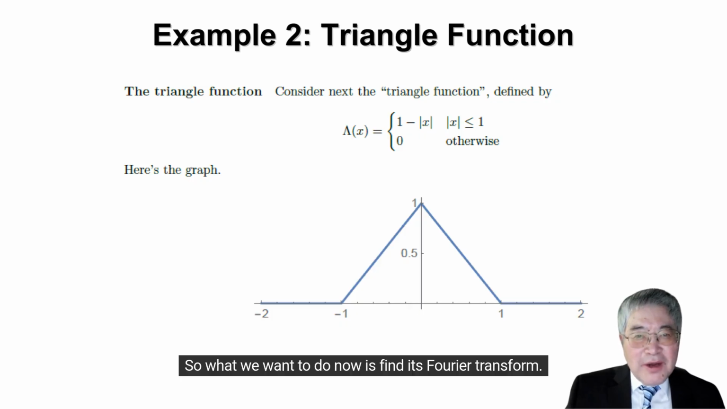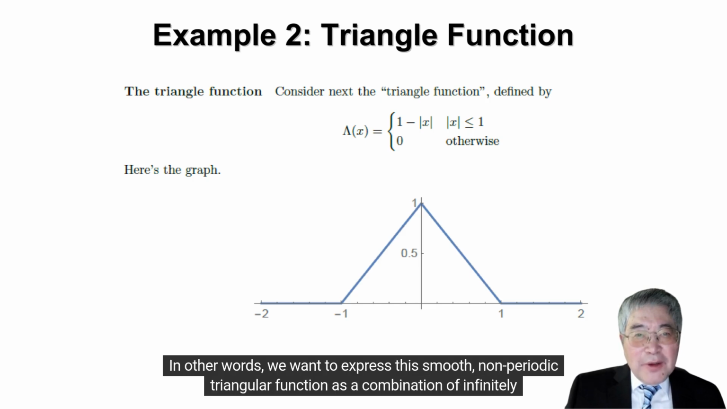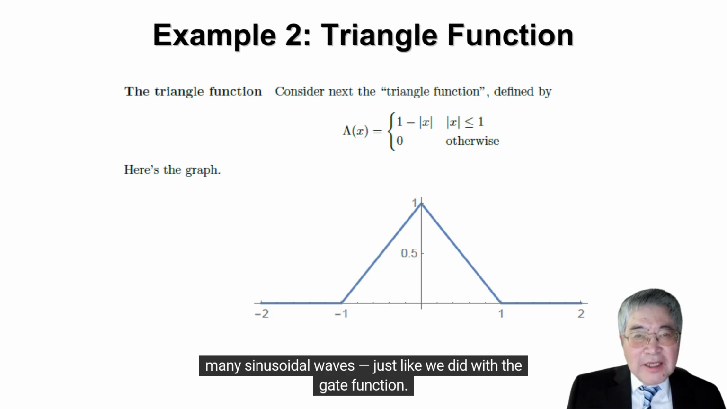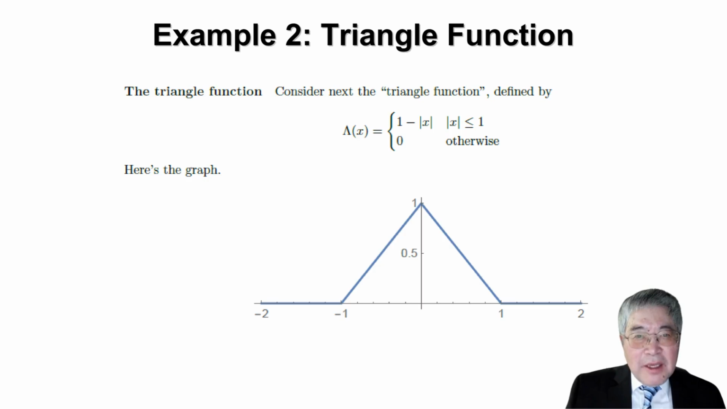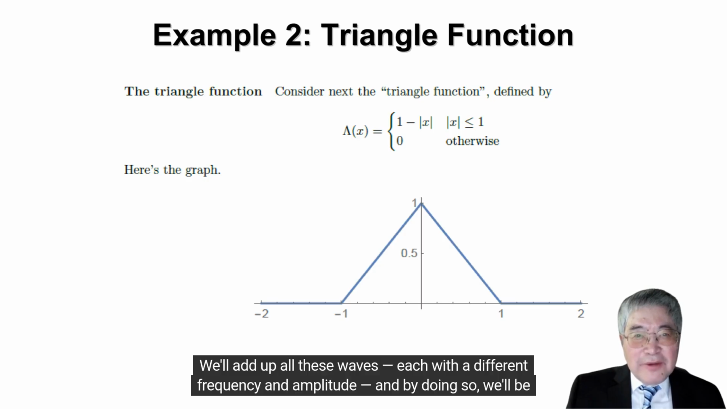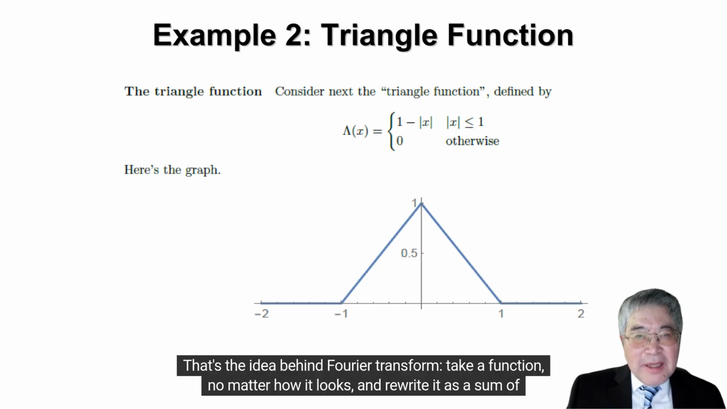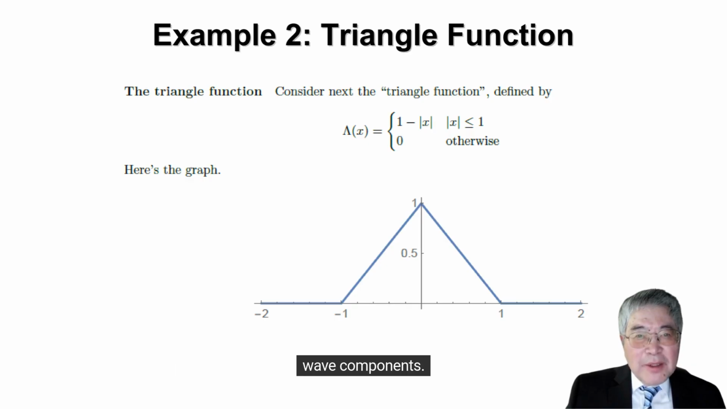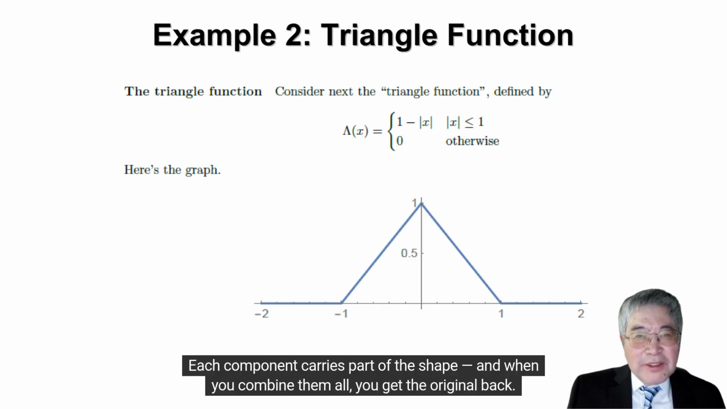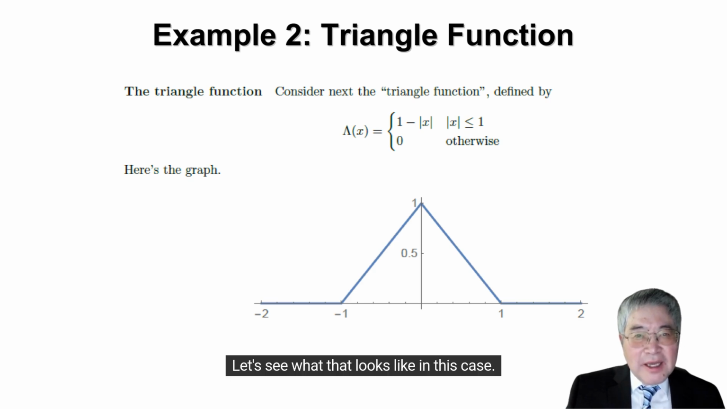So what we want to do now is find its Fourier transform. In other words, we want to express this smooth, non-periodic triangular function as a combination of infinitely many sinusoidal waves, just like we did with the gate function. We'll add up all these waves, each with a different frequency and amplitude, and by doing so, we'll be able to reconstruct this triangle shape exactly. That's the idea behind the Fourier transform. Take a function, no matter how it looks, and rewrite it as a sum of wave components. Each component carries part of the shape, and when you combine them all, you get the original back. Let's see what that looks like in this case.